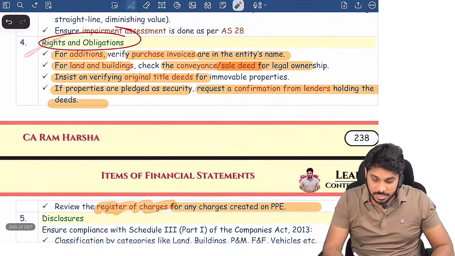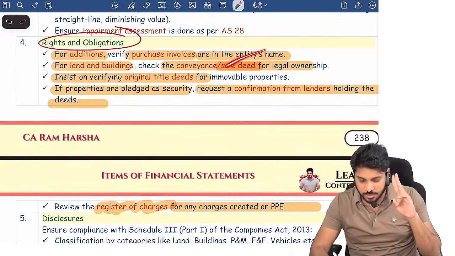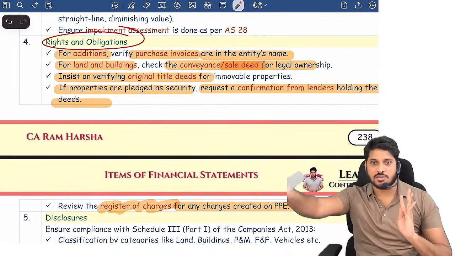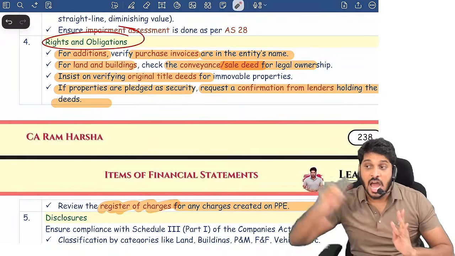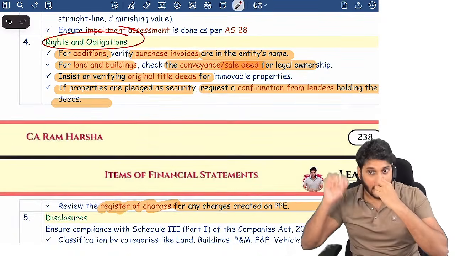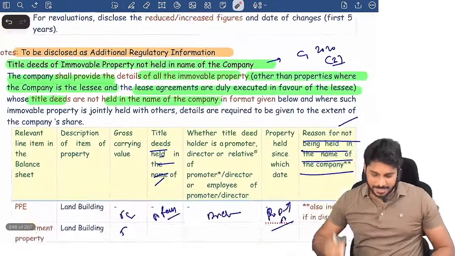So rights and obligations, very important point, guys. What is the point? For any additions, verify the invoice. For buildings, verify the sale deed. Ask for original title deeds. If the bank says, sir, the building is in mortgage, title deeds are with the banker, ask for a confirmation of the list of documents. LOD, we call it. Ask for the list of documents from the bank and review the register of charges. That's it, guys. PPE is over.